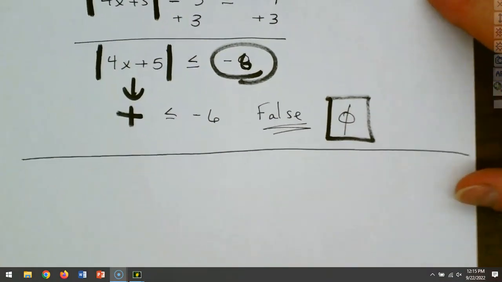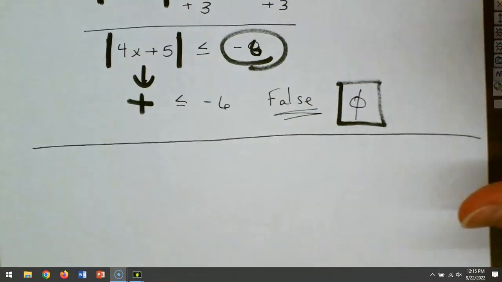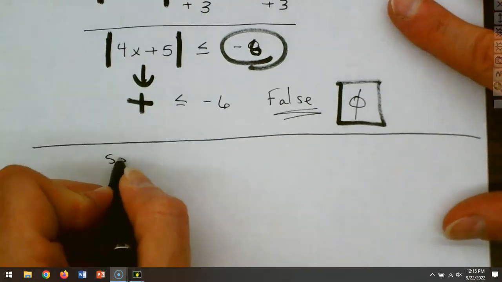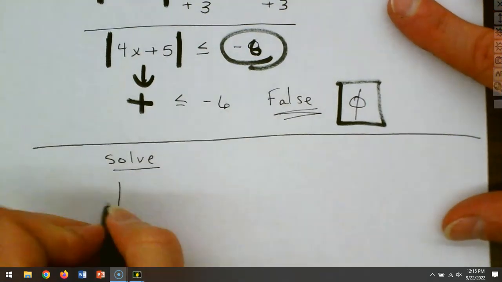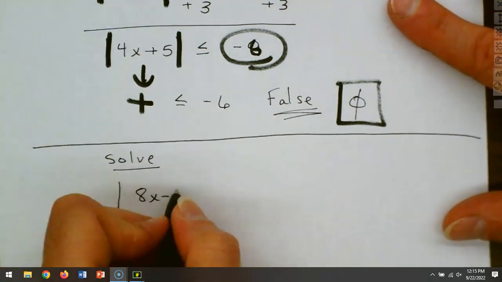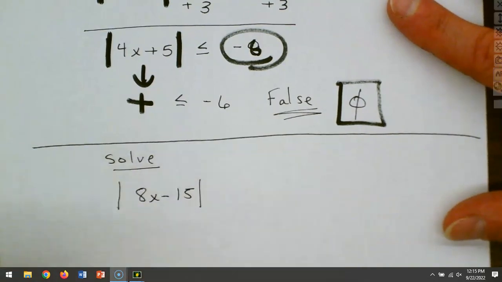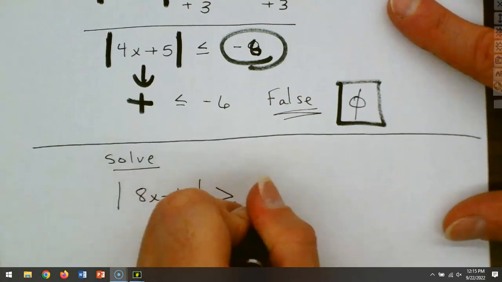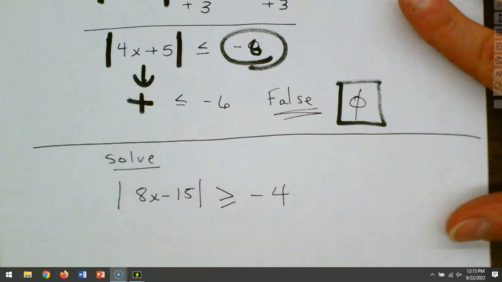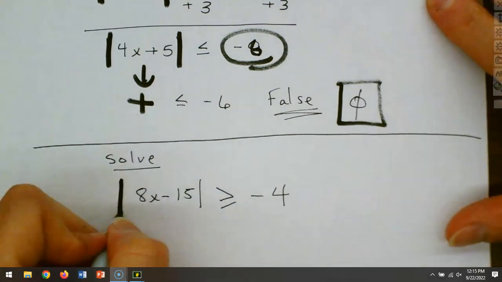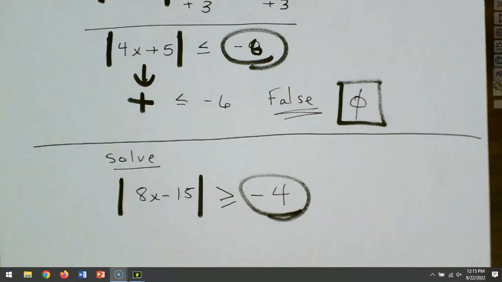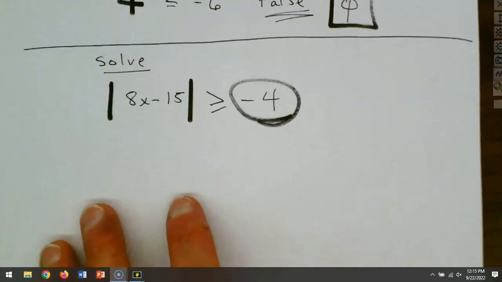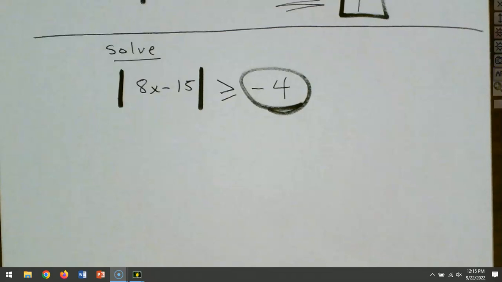Let's look at 2 more. I want to do at least one of them where it's true. Let's try to solve this one. How about greater than or equal to -4? So here's another example of a special case because the right hand side is negative. Okay? This one is going to be true. So let's see why this one would be true and have an infinite number of solutions.